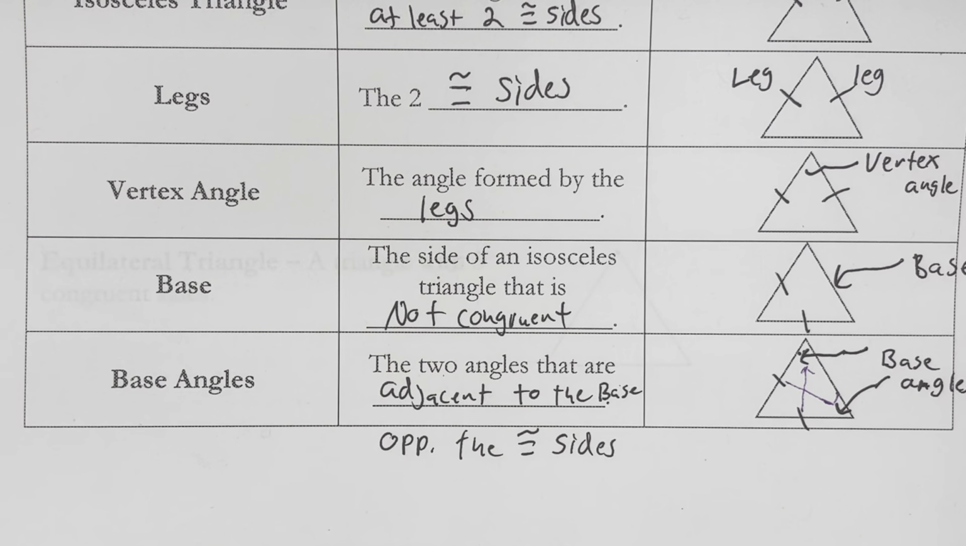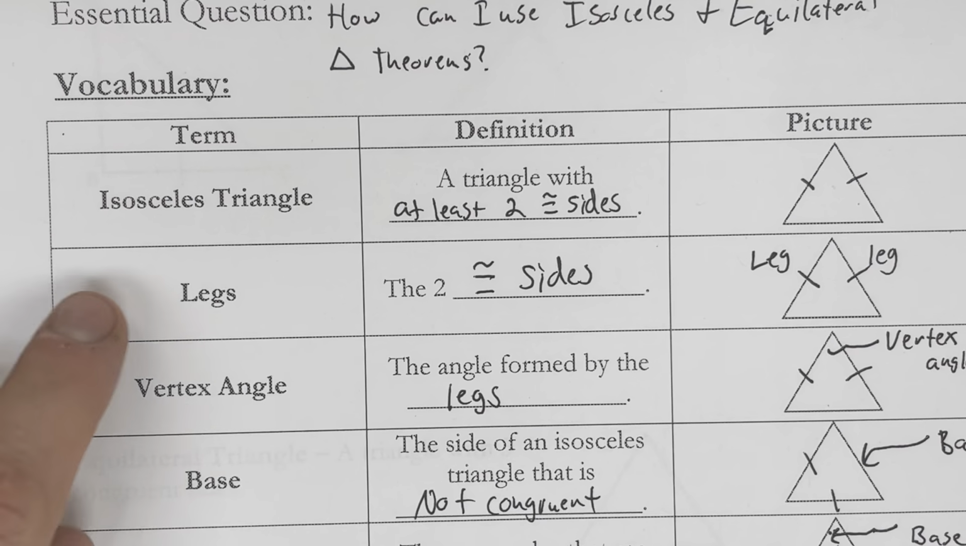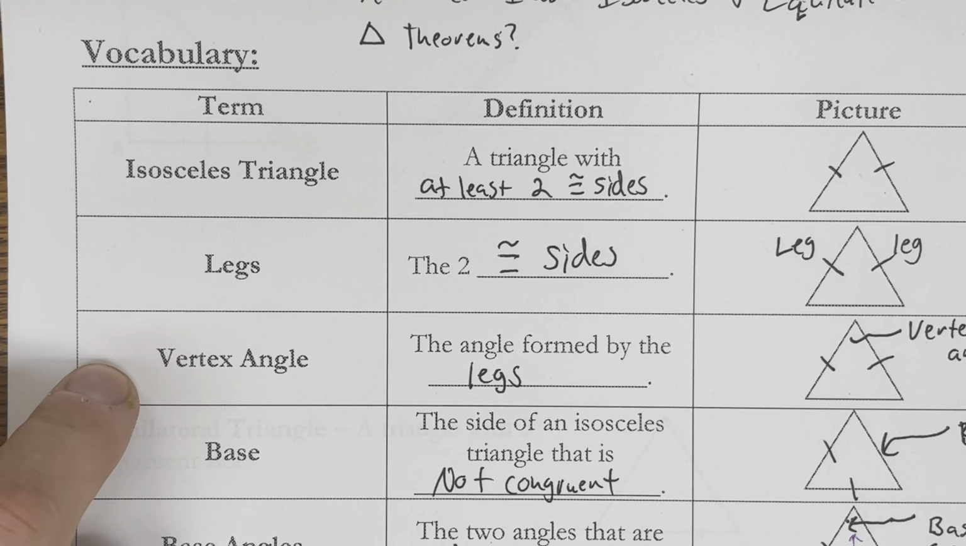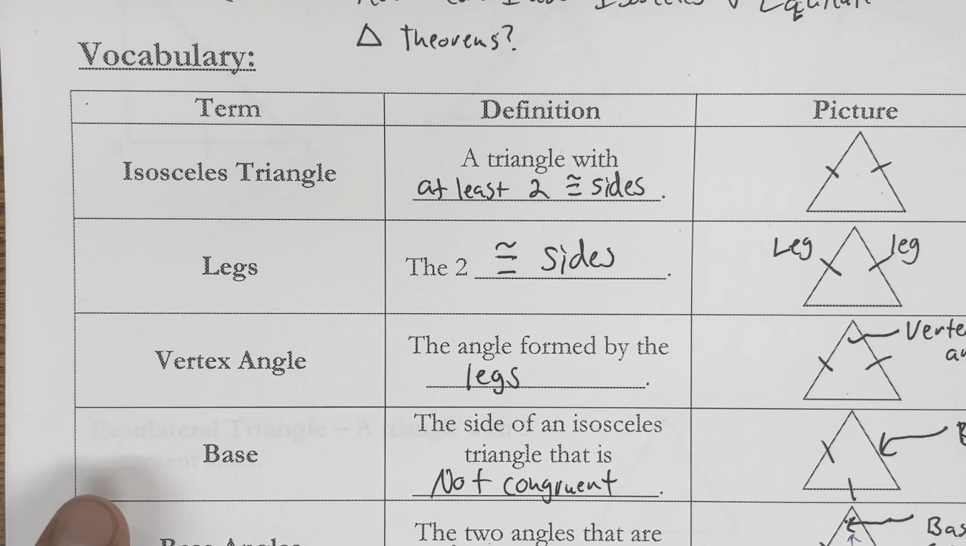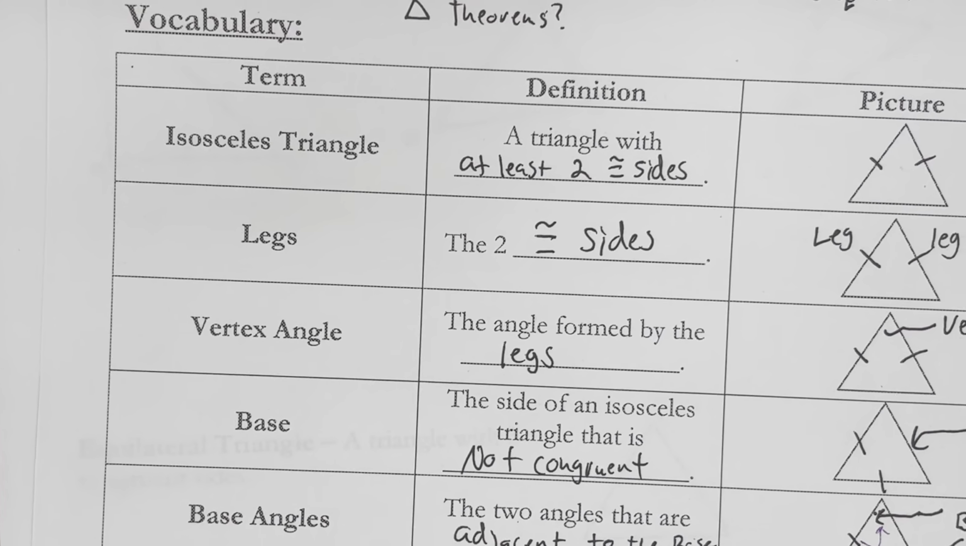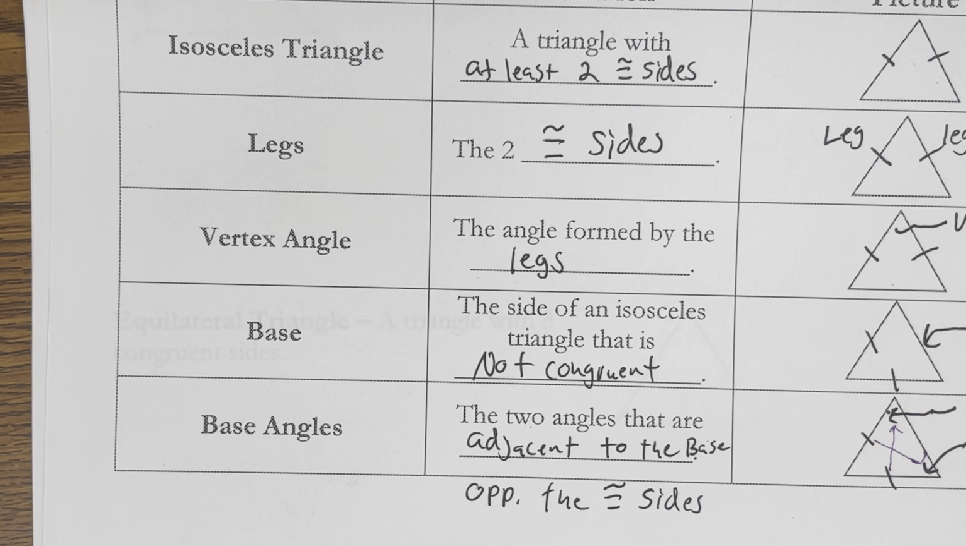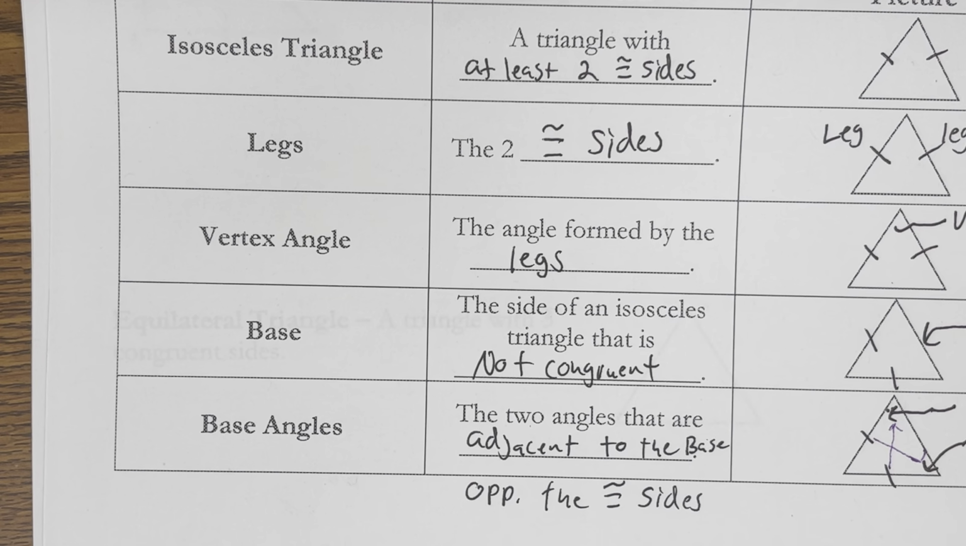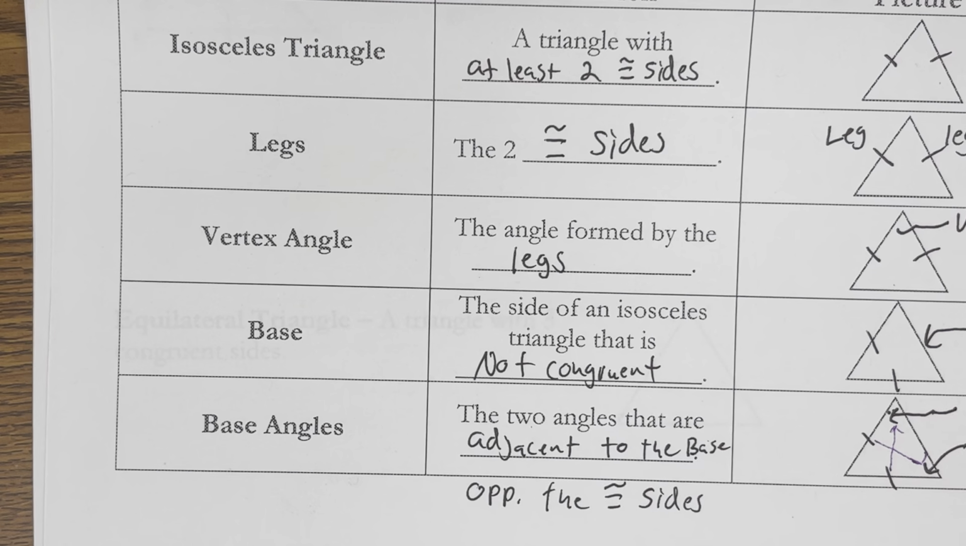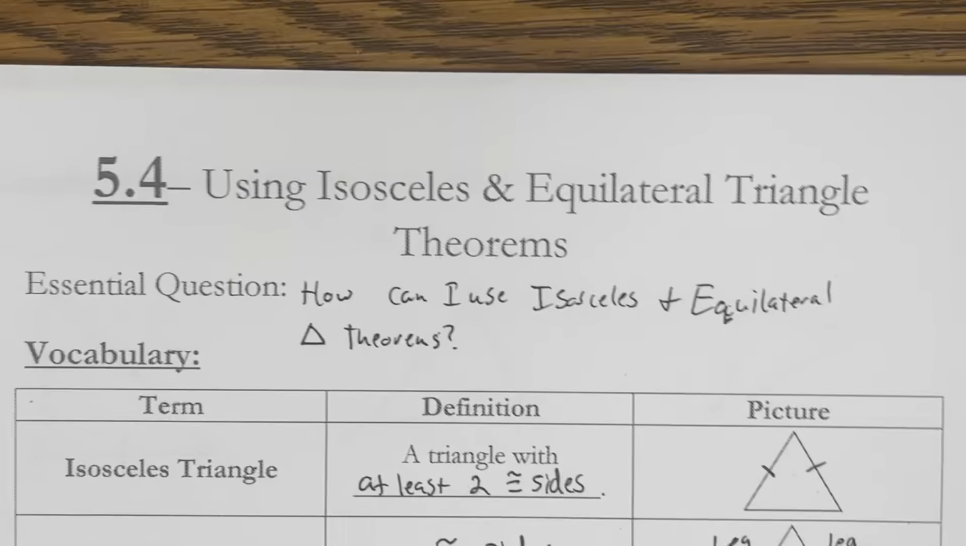So those are our key definitions. We have legs, the vertex angles formed by the legs. The base is the side that's not congruent, and the base angles are the angles that are adjacent to the base, or they're the two angles that are opposite the congruent sides.